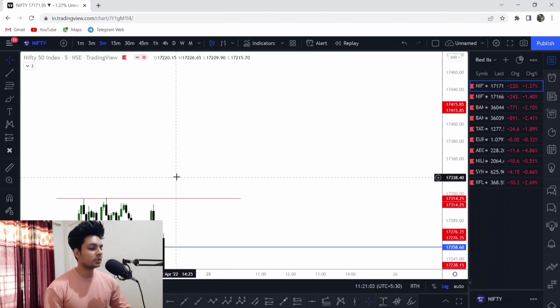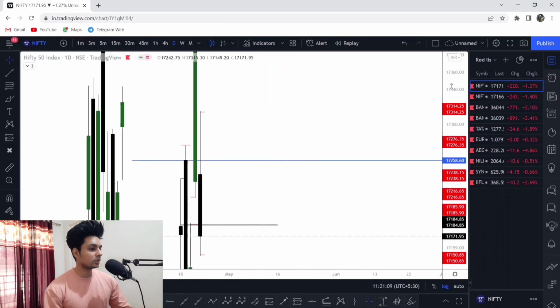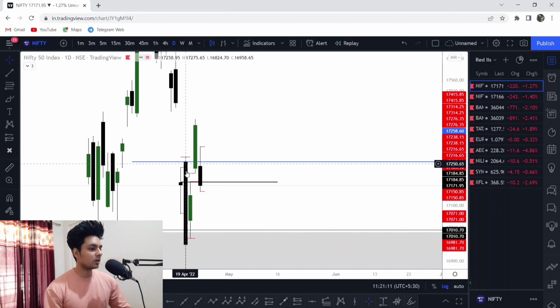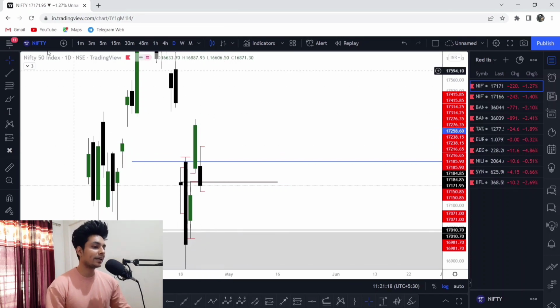So if I come here guys, have a look. This is a daily time frame order block. If I go here, this is a daily time frame order block. Just have a look. This is the down candle. This is the up candle. I'm pretty sure not many of you guys are using these candles, but that's how I use it.